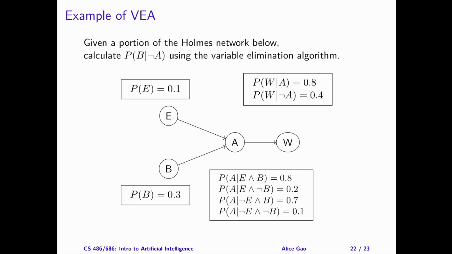In this video, I'm going to walk through an example of the variable elimination algorithm. Let's consider a portion of the home's network, consisting of burglary, earthquake, alarm, and Watson. I also modify the probability slightly. Our goal is to calculate the conditional probability of burglary given that the alarm is not going off.